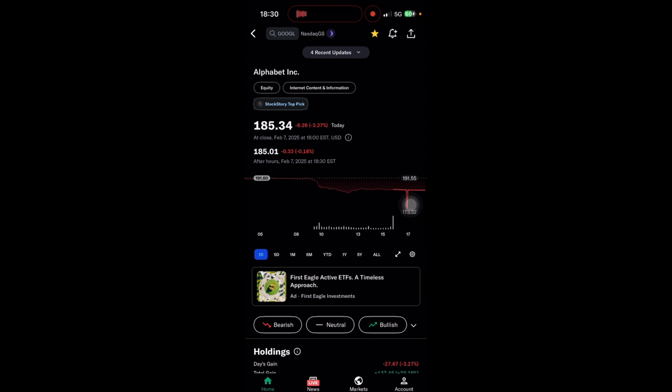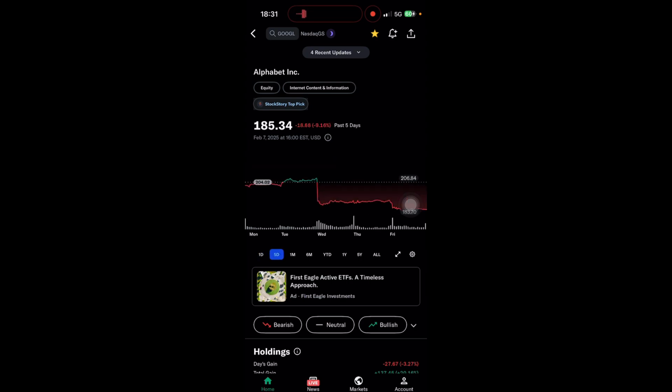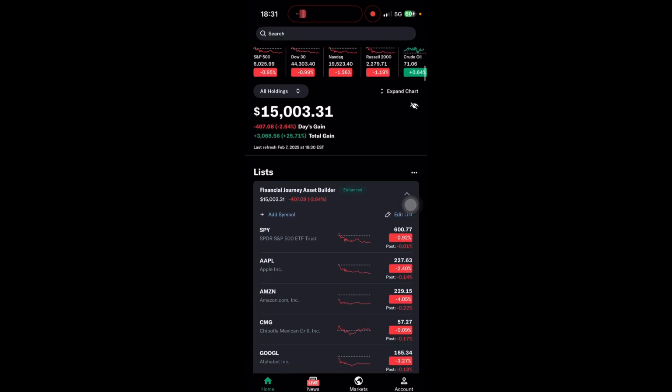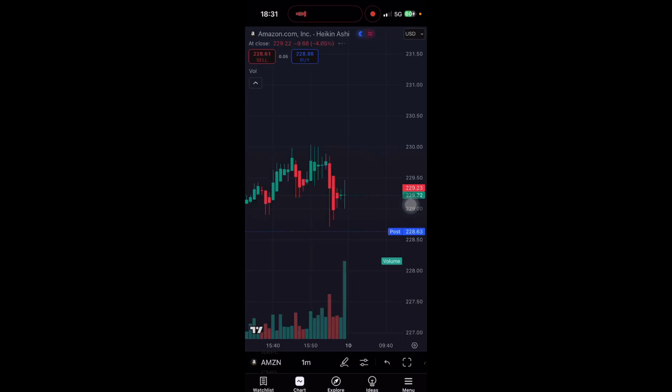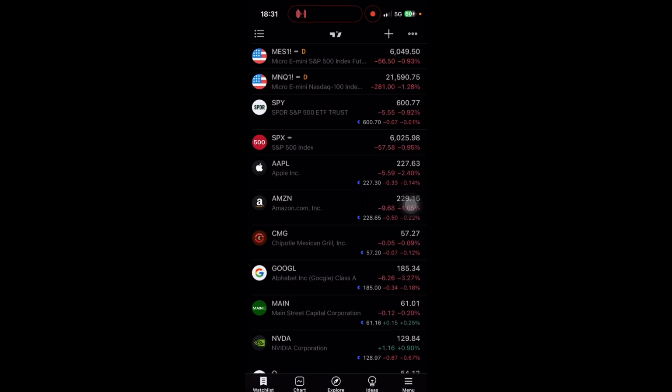Y'all seen Uber? I don't even have Uber in my portfolio, but Uber is up 6%. That is tough. But you'll have a company like Google. Google just had earnings and they actually didn't do that good. I think they missed on revenue, I believe. So that brought the stock price down. The stock is down 9.16%, right?